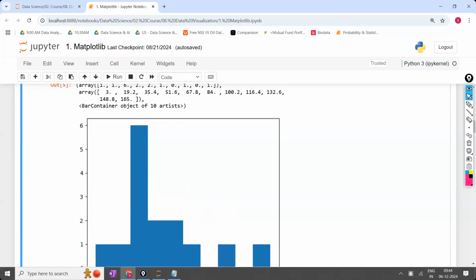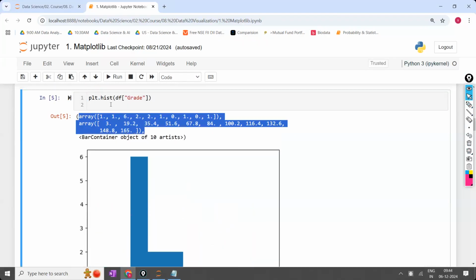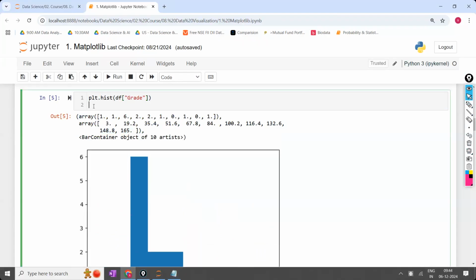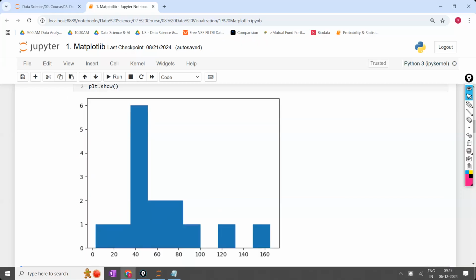Now, sir, here I don't want to see this entire part. I don't want to see this. Then what you have to do? plt.show. Then that part will not be visible. Directly it will show only the plot. Show me the plot; I don't want the remaining things. plt.show means just show the plot. Right? Now, it is going to take like this.